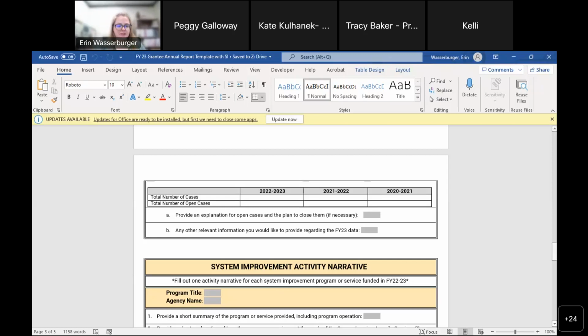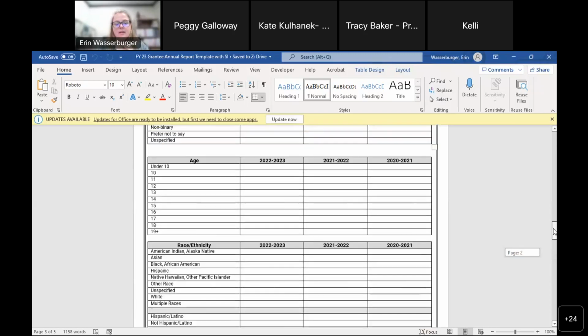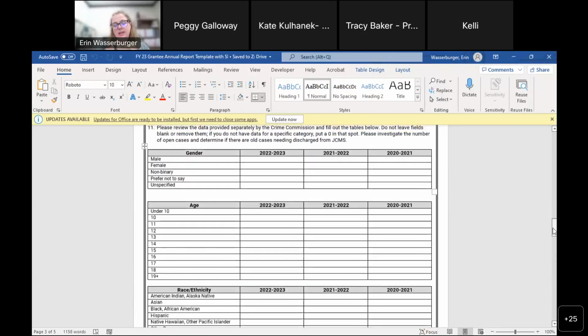Okay, so this came up last year. Let me see if I remember. The data tables, we will need one for each county. So like for your diversion program, there would be, you said 4 counties, right? Yeah. So there would be 4 tables: 4 gender tables, 4 age tables, 4 race and ethnicity tables.